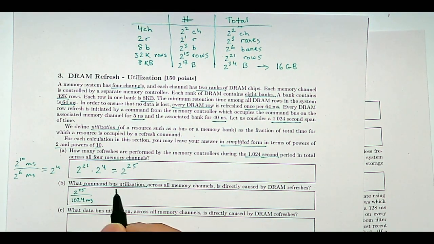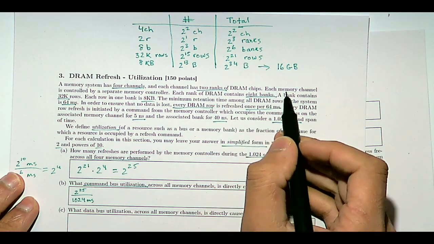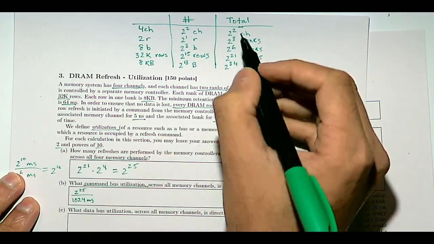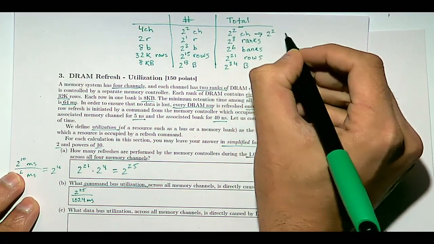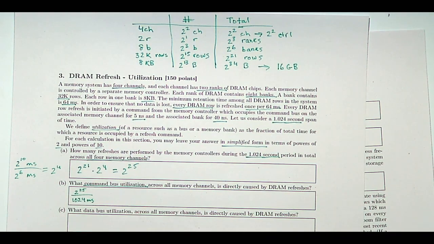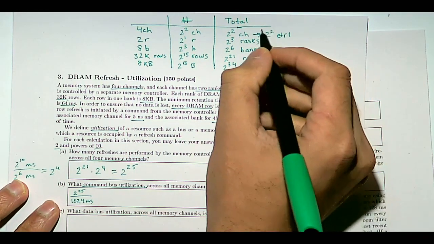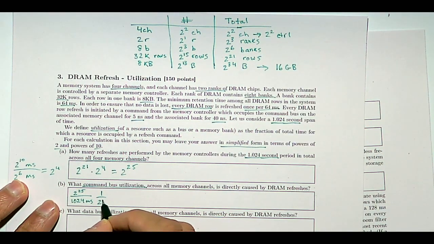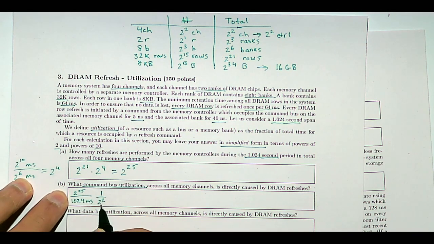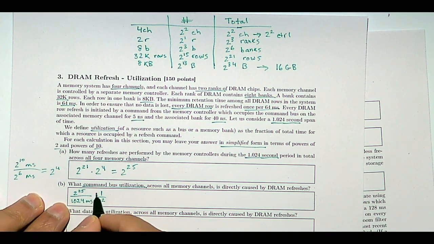And so now we're asking about the command bus utilization, right? So remember from before that we have 4 different memory controllers, right? Because each memory channel is controlled by a separate memory controller. And so 2 to the 2 channels means also 2 to the 2 controllers, right? And so if this is 2 to the 25 refreshes for the whole system, there's 1 channel per memory controller. And so for the total number of refreshes there, we actually have to divide by the total number of controllers. So we're going to multiply by 1 over 2 to the 2. And so 2 to the 25 over 2 to the 2 represents how many refreshes happen per channel, right? And so this is essentially the number of refreshes per channel over the 1024 millisecond period.